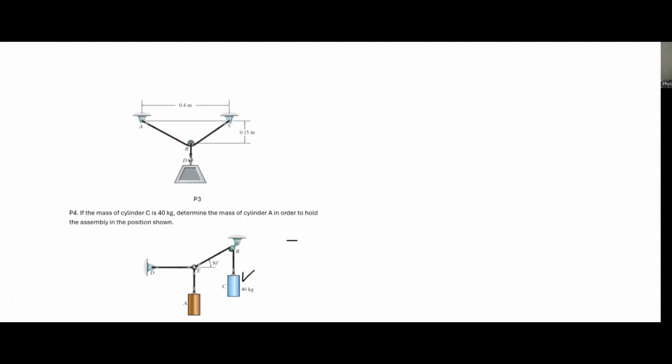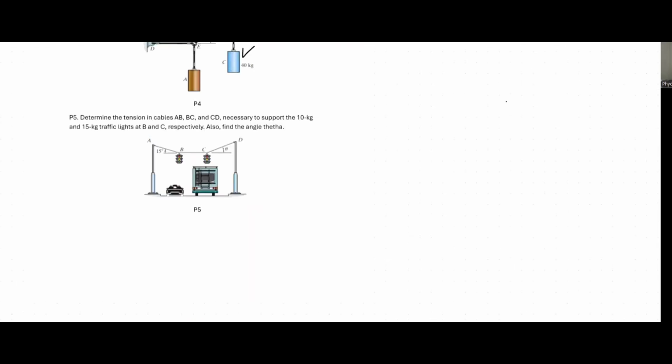Last sum, we're going to determine the tension of the cables AB, BC, and CD.